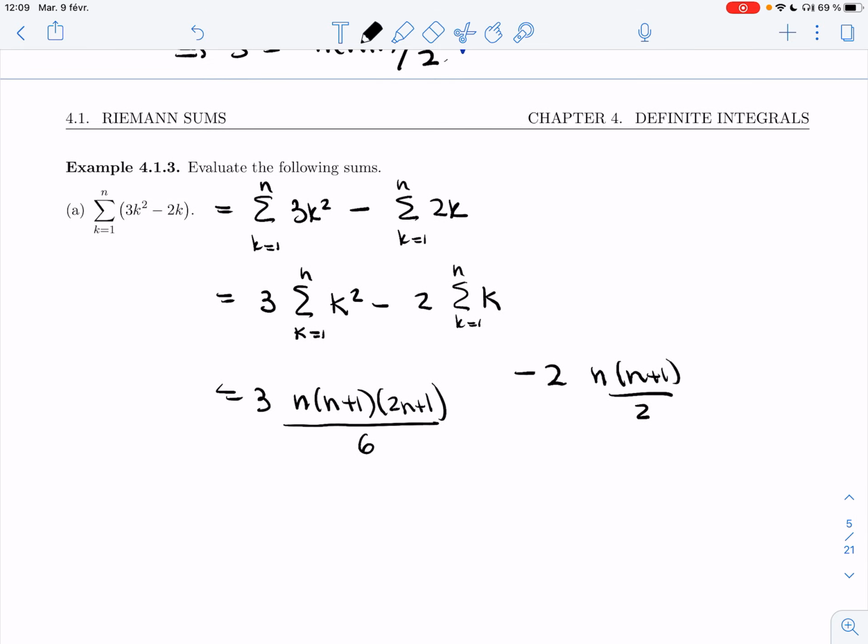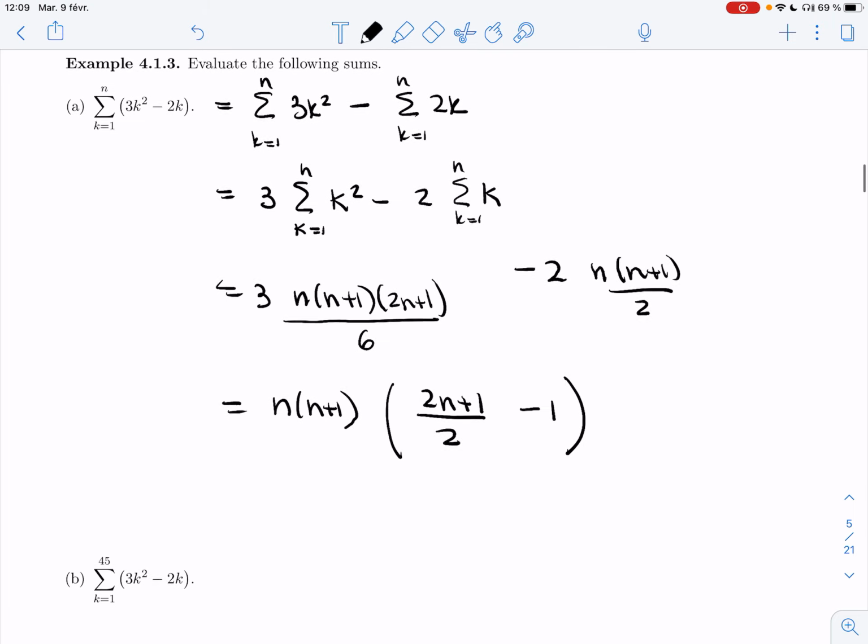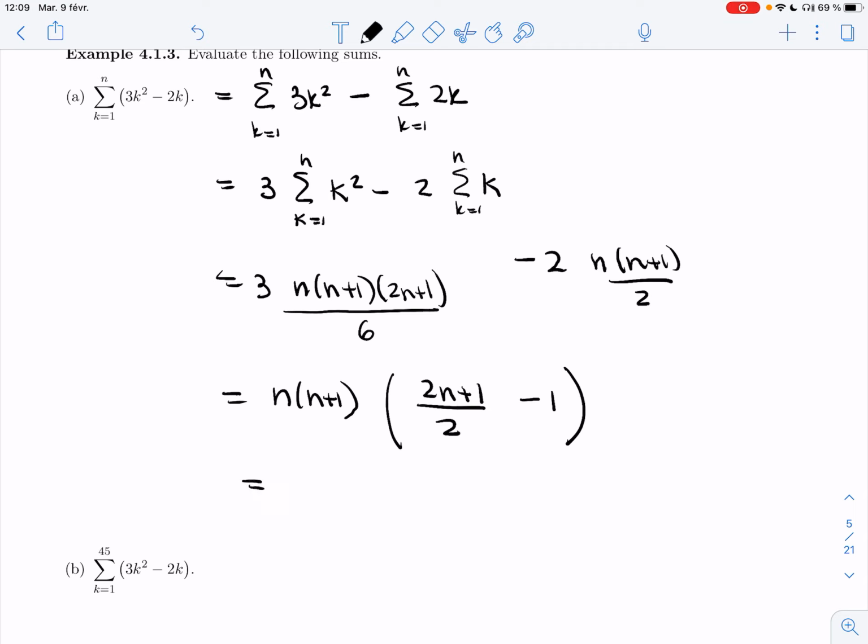And so let me just simplify this a bit. I have n times n plus 1 common to both. So I'm going to get n times n plus 1. And then here I have 3, well, actually, let me cancel 3 with the 6. So I have 1/2 of 2n plus 1. And then on that side, I would just get 2 over 2, which is 1. So if I divide by 2 here, I get n plus 1/2 minus 1. So I get n times n plus 1 times n minus a half.